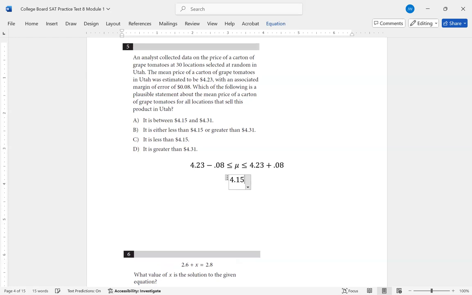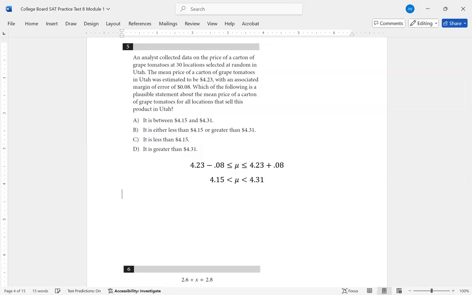So basically, what we're saying is that the average price should be somewhere between $4.15 and $4.31. And that means the answer to question 5 is A. The average price should be between $4.15 and $4.31. So A is the answer to question 5.